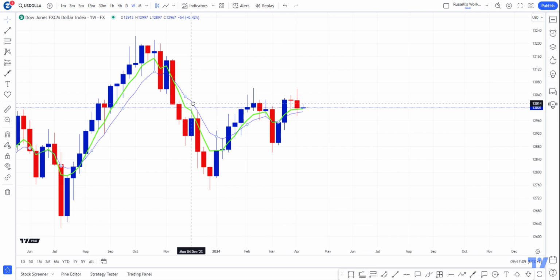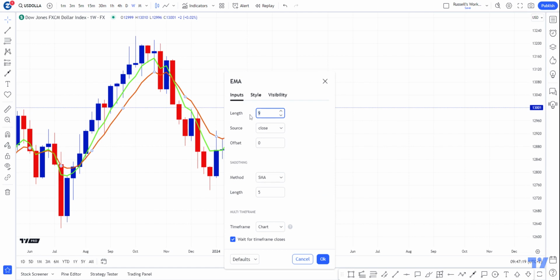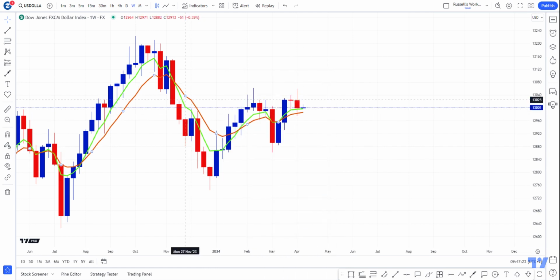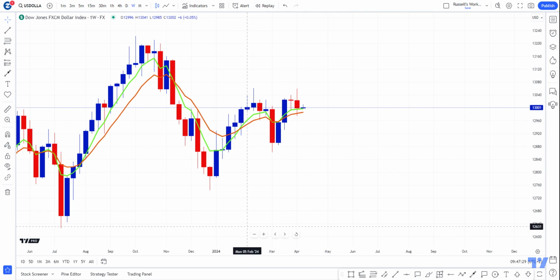The second exponential moving average, what we'll do is we shall make that an orange 10. And what I want to do is I want to just bring this to the front again. All right, let's bring in an RSI as well, because I think that's going to help.